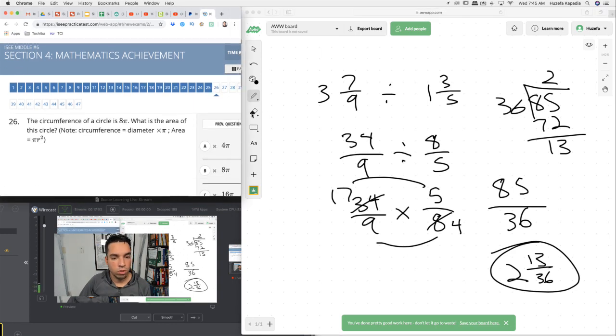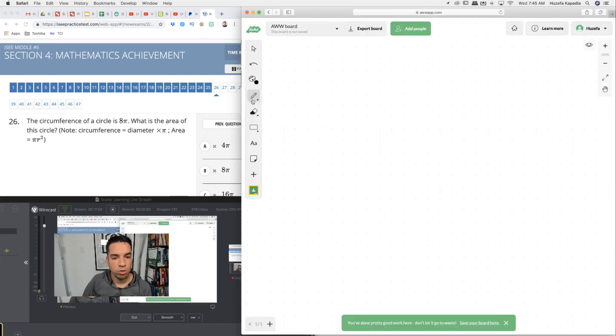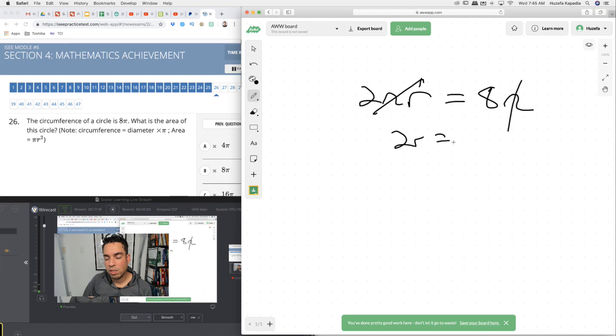Next, the circumference of a circle is 8 pi. What is the area of the circle? So circumference is 2 pi r. So the formula 2 pi r, and they're saying the circumference is 8 pi. Divide both sides by pi because we want to get the radius before we can get the area. And then 2 times radius equals 8, divide by 2, divide by 2.